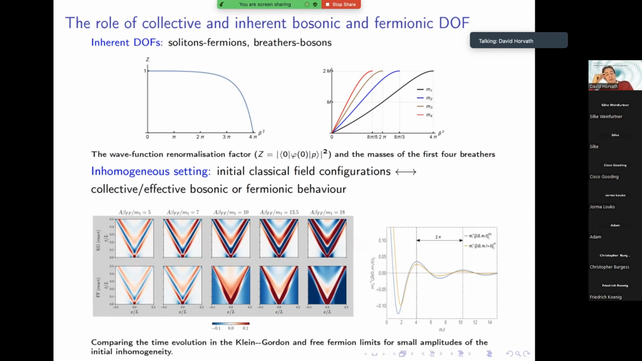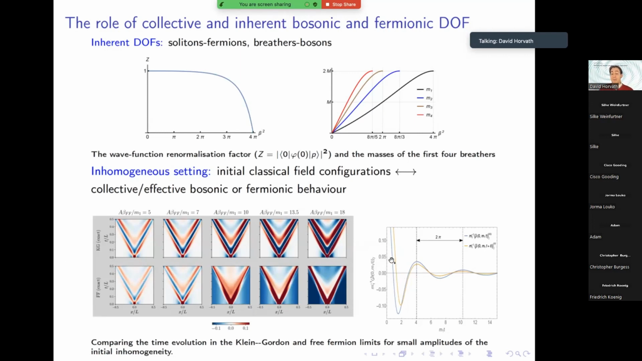But the surprise is the following. First of all, the explanation is that we can observe bosonic behavior because a fermion and an antifermion form a quasi-bound state. This is due to the initial inhomogeneity, but still, because of this initial inhomogeneity, it's a collective degree of freedom.